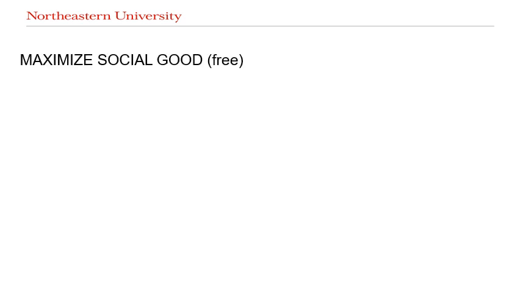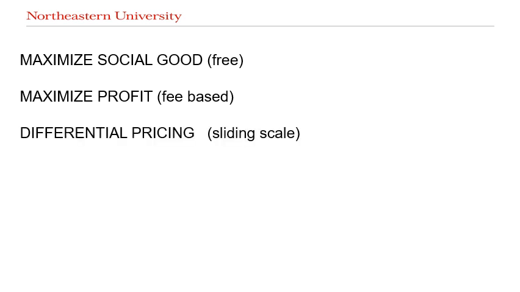When you are offering a free program, you are doing so to maximize the social good. When you're offering a fee-based program, you may want to be using it to maximize your profit, create surplus for your free programs. Or you could offer what's called differential pricing, which is a sliding scale, enabling people of low income and higher income to access this course.